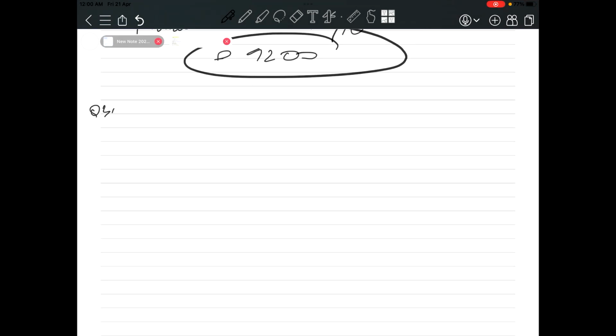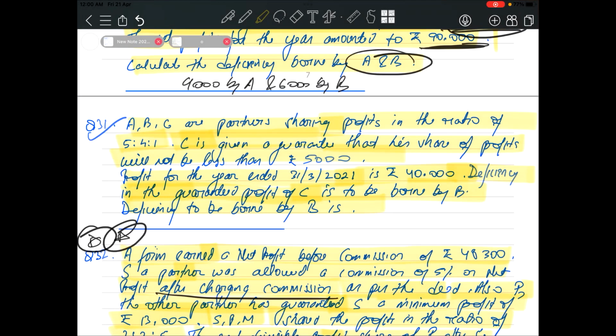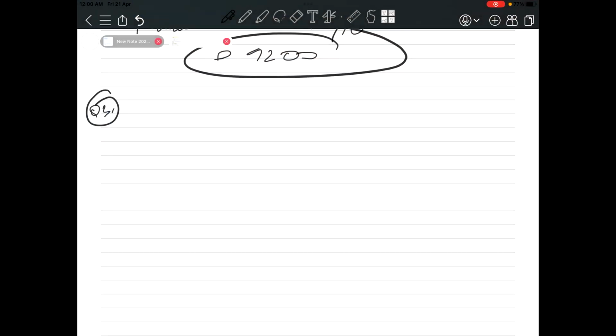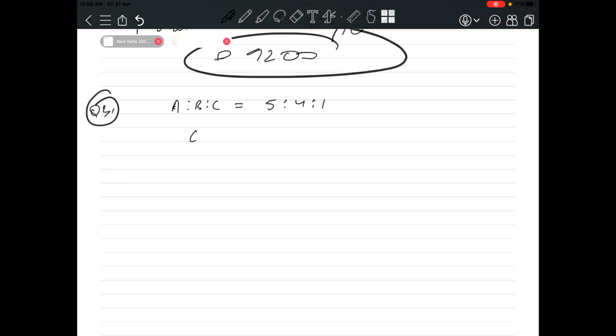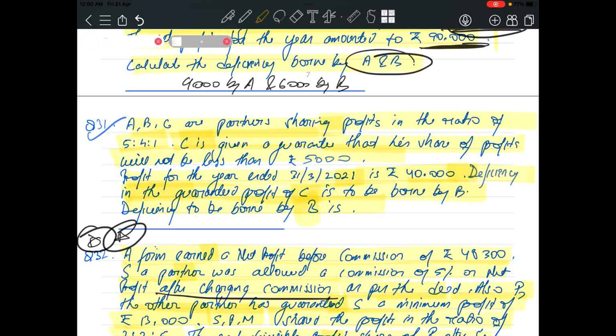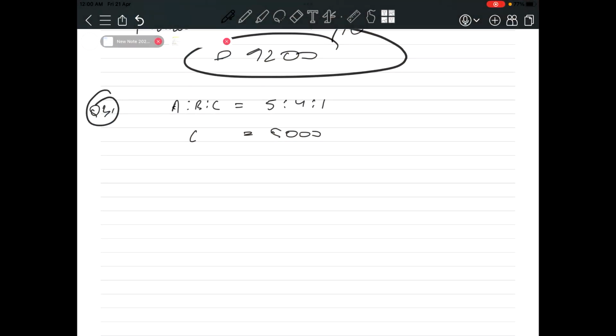Question number 31. How many partners are there? 3: A, B, C. The ratio A to B to C is 5 is to 4 is to 1. C is given a guarantee that his share will not be less than 5,000. Who has given the guarantee? B has given the guarantee.